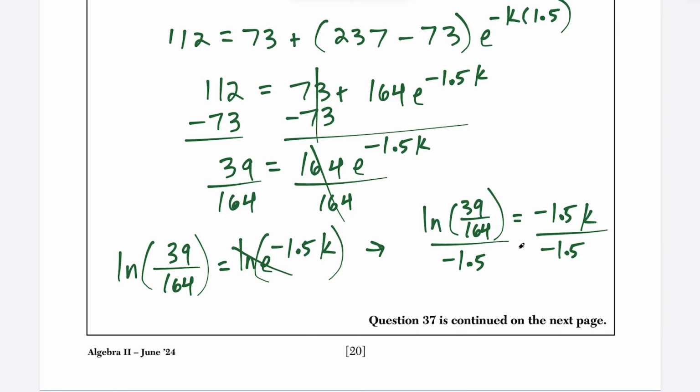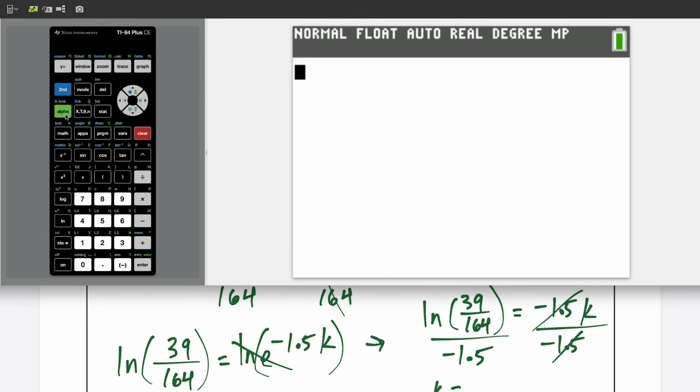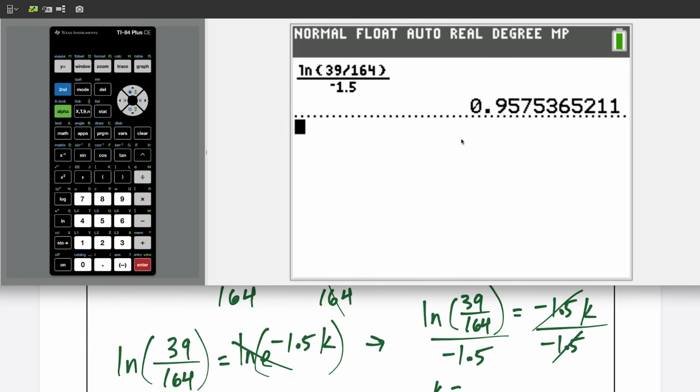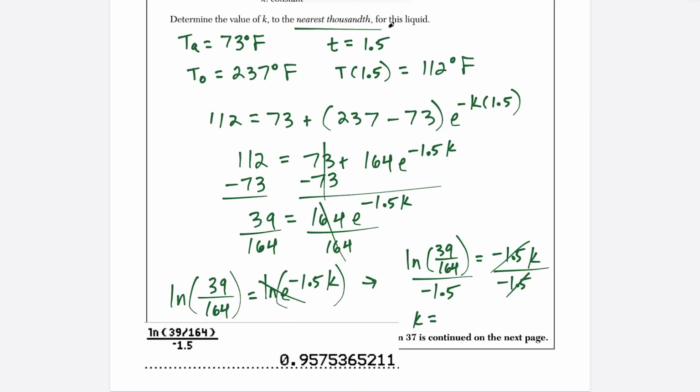Now to solve for the actual value of k, we're going to use the calculator. We go to the main screen, and we press alpha y equals enter to pull up a blank fraction. The natural log is over here next to 4, and we've got 39 divided by 164. We close the parentheses and go to the denominator, and we're dividing by negative 1.5. This gives us the value we need. We're rounding to the nearest thousandth. The third place after the decimal is a 7, and to the right is a 5, so we round up to 0.958. And here is the value of k that we need.